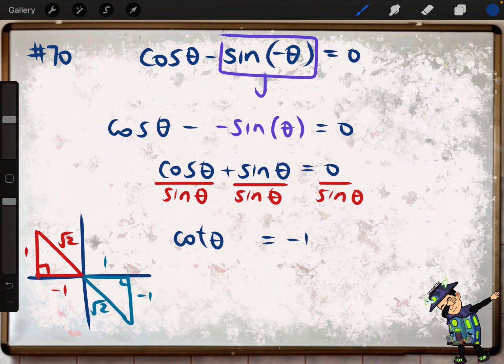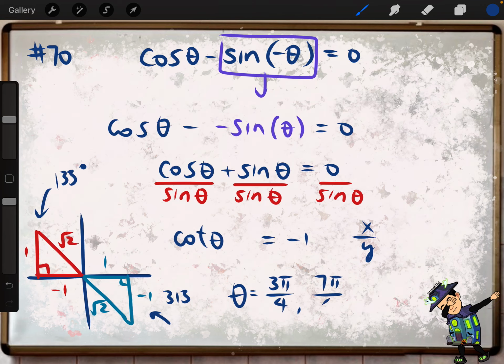We know that cotangent is x over y, right? So x over y basically tells you that you're going to get 1 in quadrant 2, and another one in quadrant 4. So theta is going to equal, this is 135 degrees, and this one is 315 degrees. So you're going to put 3 pi over 4. Another one is 7 pi over 4.